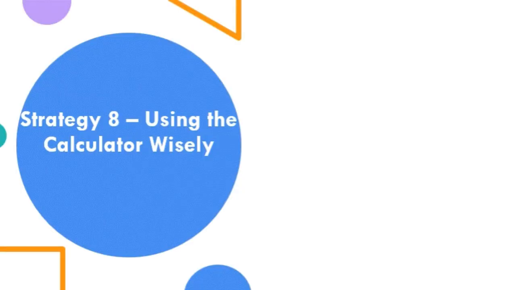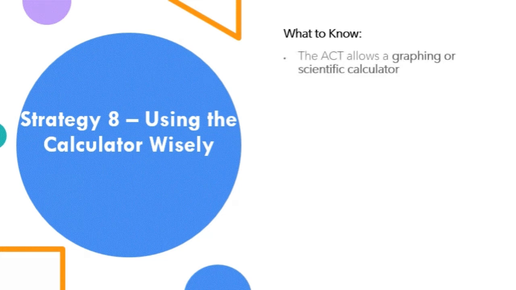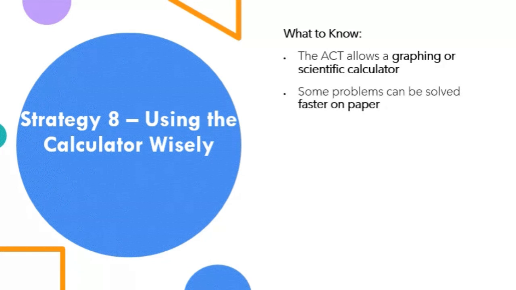Strategy 8. Using the calculator wisely. The calculator is your friend on the ACT, but like any tool, it's important to use it wisely. Yes, you're allowed to use a graphing or scientific calculator, but that doesn't mean you should rely on it for everything. So, what's the trick here? Well, some problems are much faster if you do them by hand, like simple addition or subtraction. Don't waste precious time plugging in easy numbers.